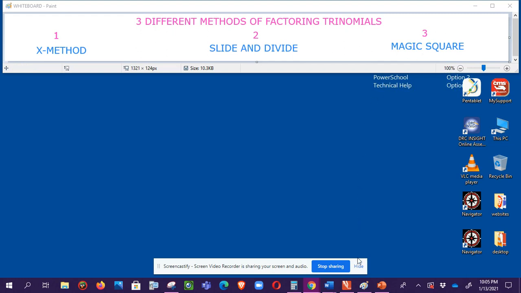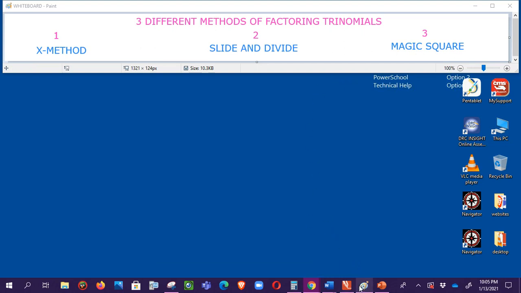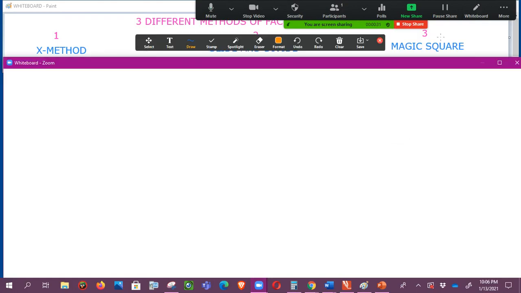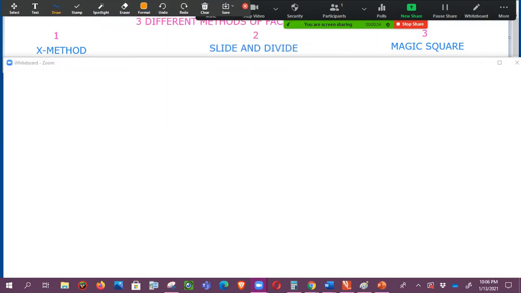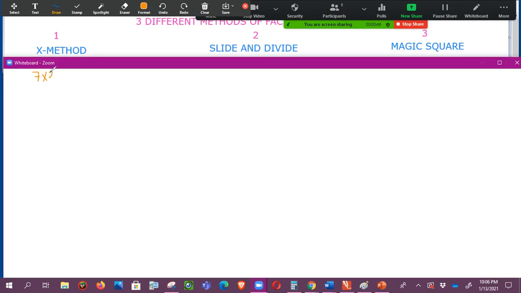Let me go ahead and start doing examples of trinomial. Let me whiteboard. Okay, there you go. All right, let's start. So, for example, number one, we have 7x squared minus 26x minus 8. So only one given, and I'll show you how to do it in three ways.